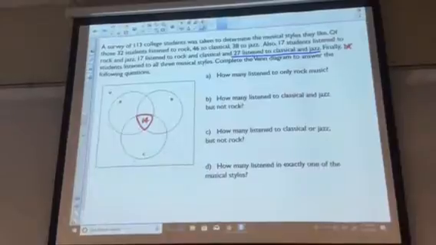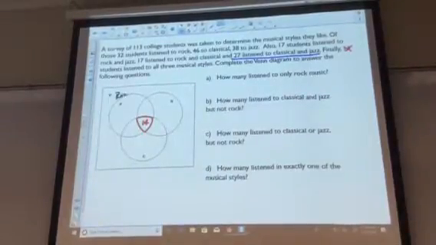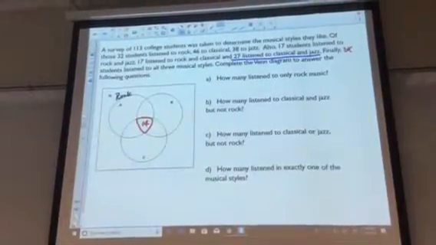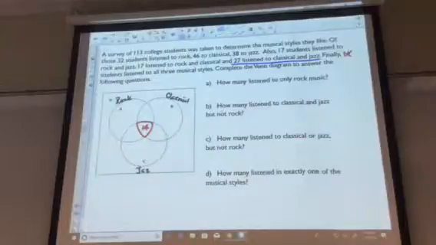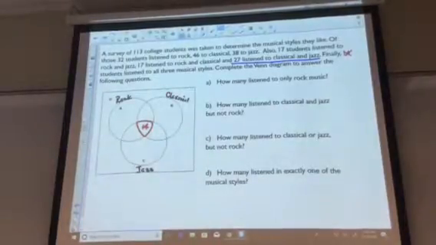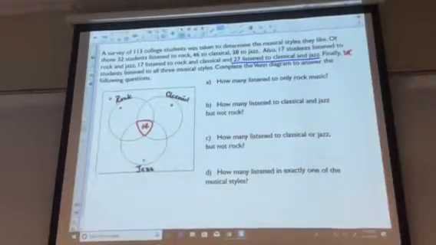Actually, I want to do that in black since it's not a color. Second circle listed was classical, so I'm going to make this the classical circle. And that would mean that this has to be the jazz circle. Now, you may not have labeled them that way, that's okay. Point is that you knew where you labeled them, so you know what section you're looking for.